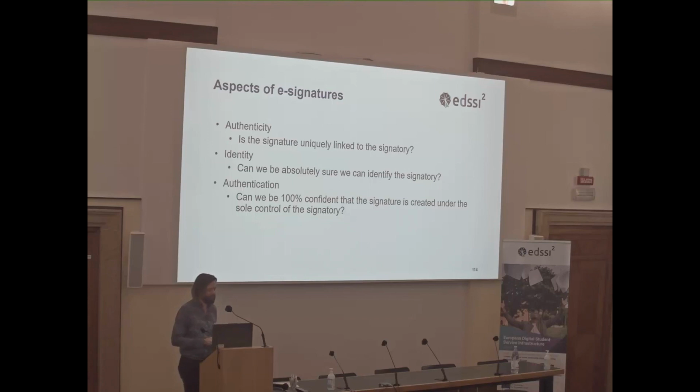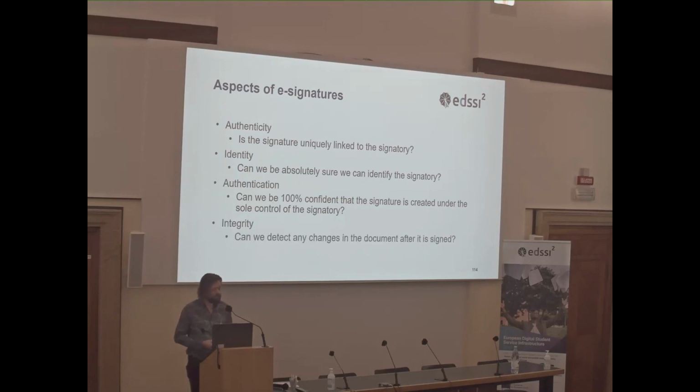The third thing, authentication. Can we be 100% confident that the signature is created under the sole control of the signatory? So maybe I'm just signing by getting something sent to my email with a link. I just click the link and that signs a document or something. But maybe Aniko has hacked my email and she's actually sending an email to me, but she's the one clicking the link. So can we be 100% sure that it's actually me that signs the document?